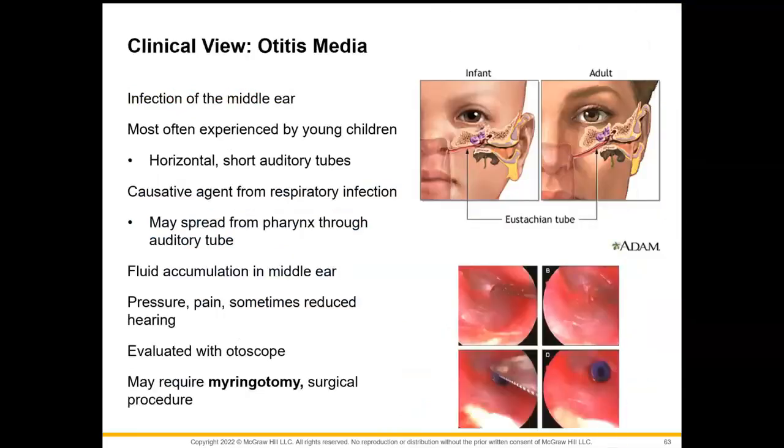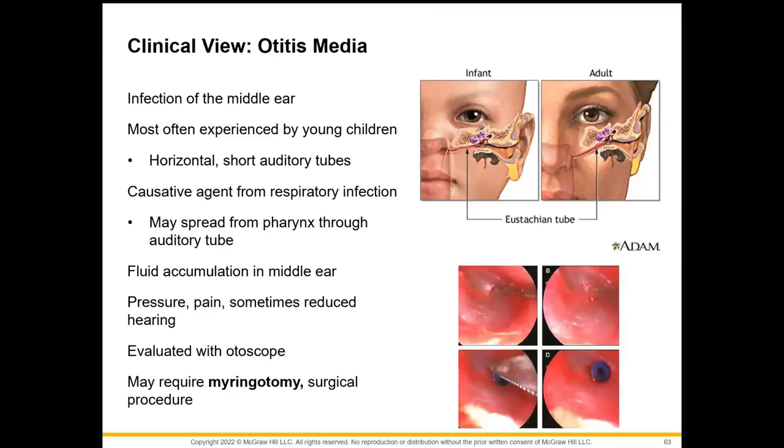A quick clinical view here on otitis media. This is when we have an infection of the middle ear. Now, this is mostly experienced by young children because the shape of their auditory tube is more horizontal and shorter than that of adults. Usually this is due to a causative agent from a respiratory infection, and it may spread from the area of the pharynx through the auditory tube and into the middle ear. We start to see that fluid can accumulate in that area, and we have pressure, pain, and sometimes reduced hearing.